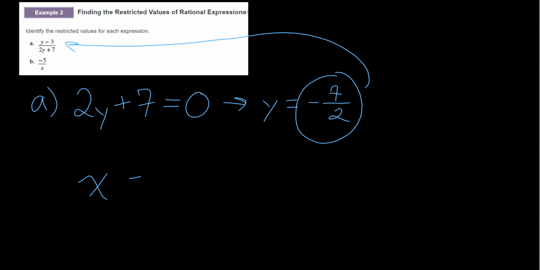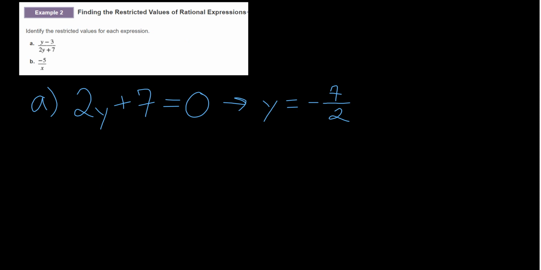expressions. So this is not the solution to that equation. This does not solve the equation, especially if you have it equal to some number. It's just saying what makes the denominator equal to 0. What is the restricted value? What is the value I cannot use? That's all we're saying here.